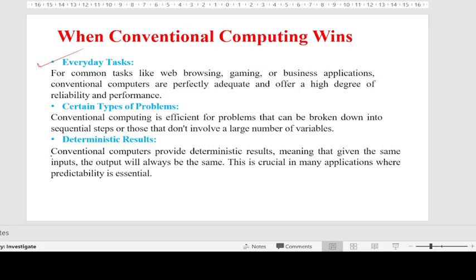So next one is a certain type of problems. Some problems, as compared to deep learning, conventional computing is better, like if the problem can be broken into different sequence structures, those kinds of things. So next one is the deterministic results. It means that if you are able to find deterministic results, the result should be finite. In those cases, conventional computing works better.